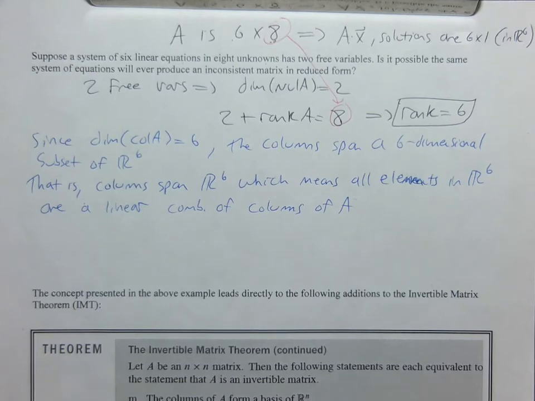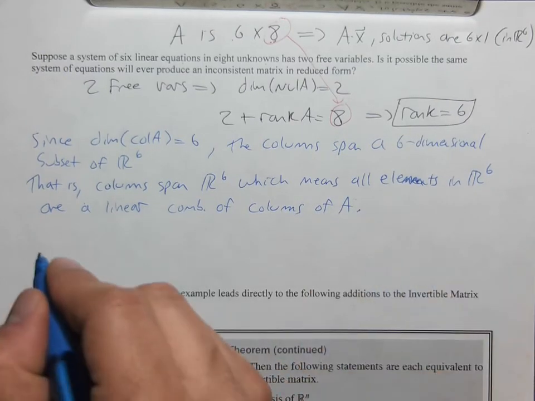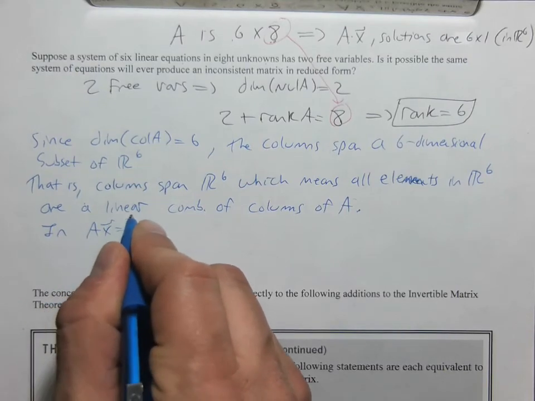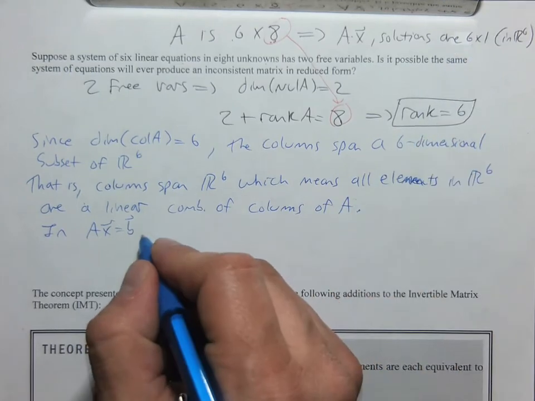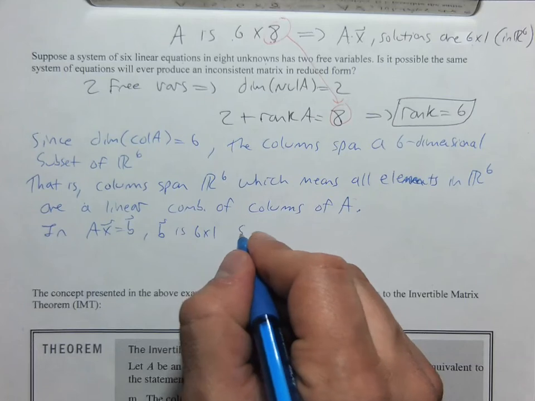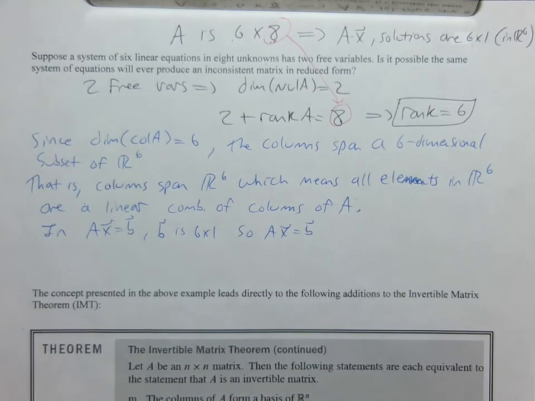Right, the columns span a six-dimensional subspace of R6, so that means everything in R6 can be written as a linear combination of those columns. And so if we're thinking about Ax = b in this solution like we were doing before, the b's are 6 by 1. So if we row reduced Ax = b, it's always going to be consistent because we'll have a pivot in 6 columns.